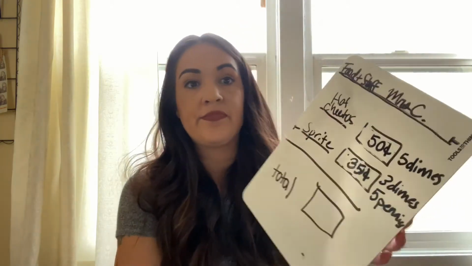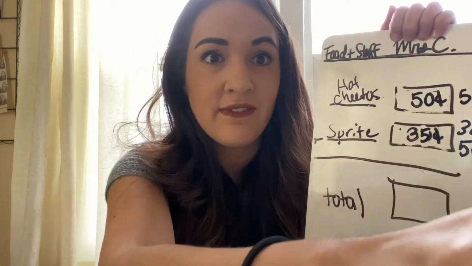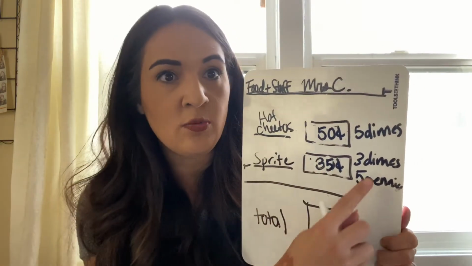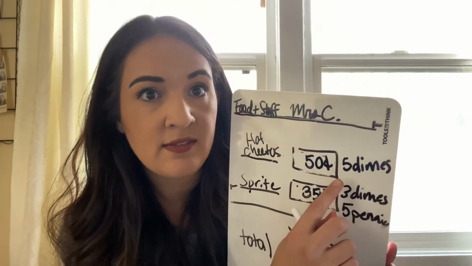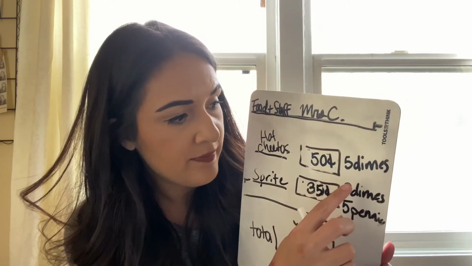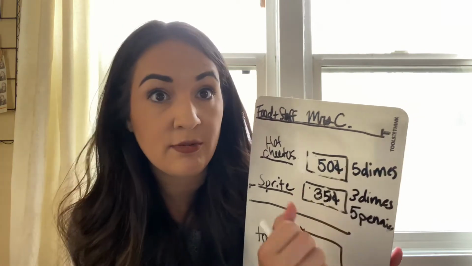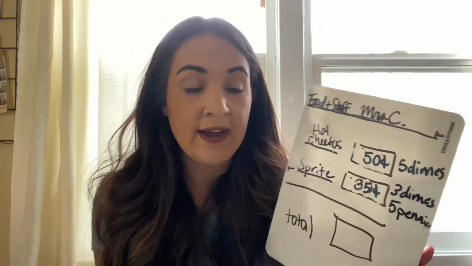Okay, so we know that it takes 5 dimes to make 50 cents, and it takes 3 dimes and 5 pennies to make 35 cents. So now we can figure out the total. We can do it this way by just adding it, or we can figure it out by knowing how many dimes and pennies we have. So we know that 10 cents is 1 dime, and we know that we have 5 dimes and 3 dimes. Okay, so 5 plus 3 is what? 8. So we have 8 dimes, which means we need to count by tens 8 times.